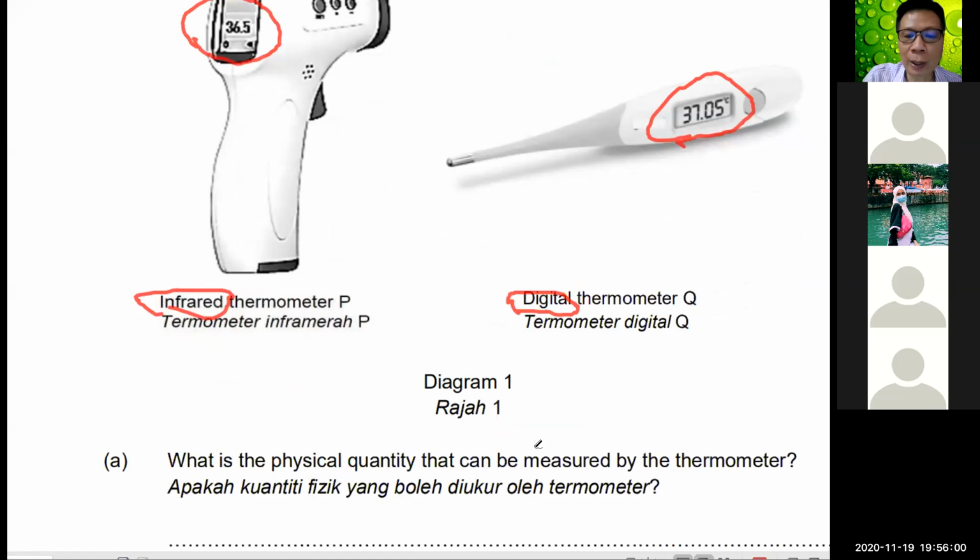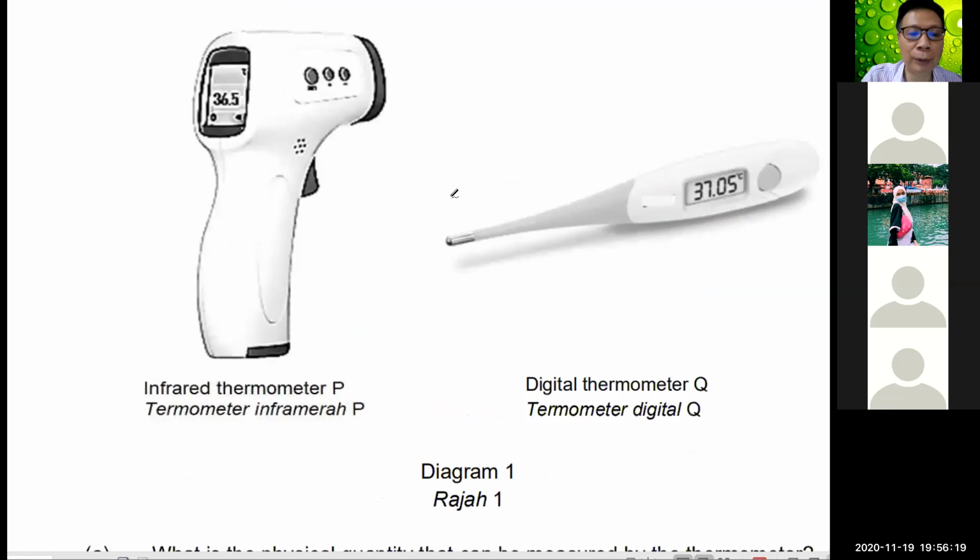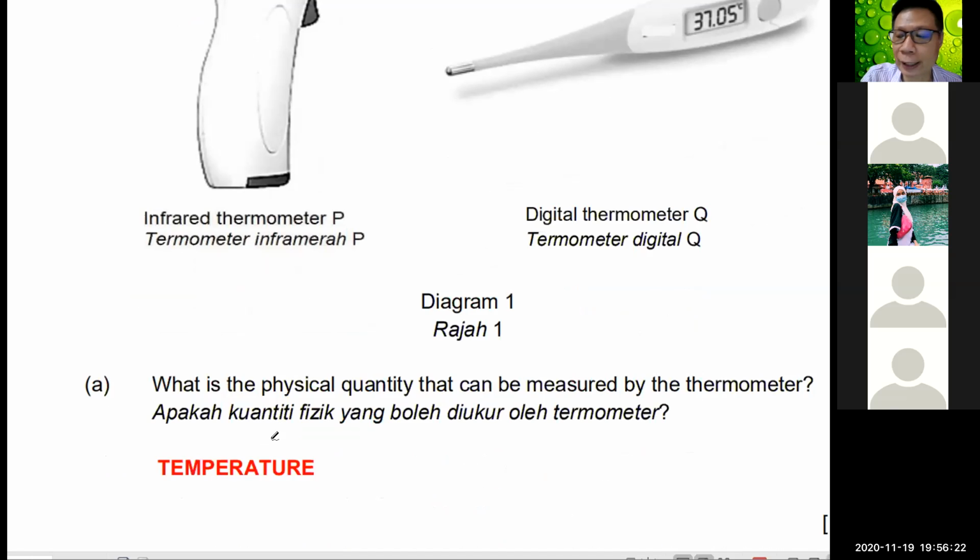Now we see the question. What physical quantity can be measured by a thermometer? Farahana, what can a thermometer measure? Temperature. Yes, correct. The thermometer measures temperature. So the answer is temperature. This one is okay. All right, next one.